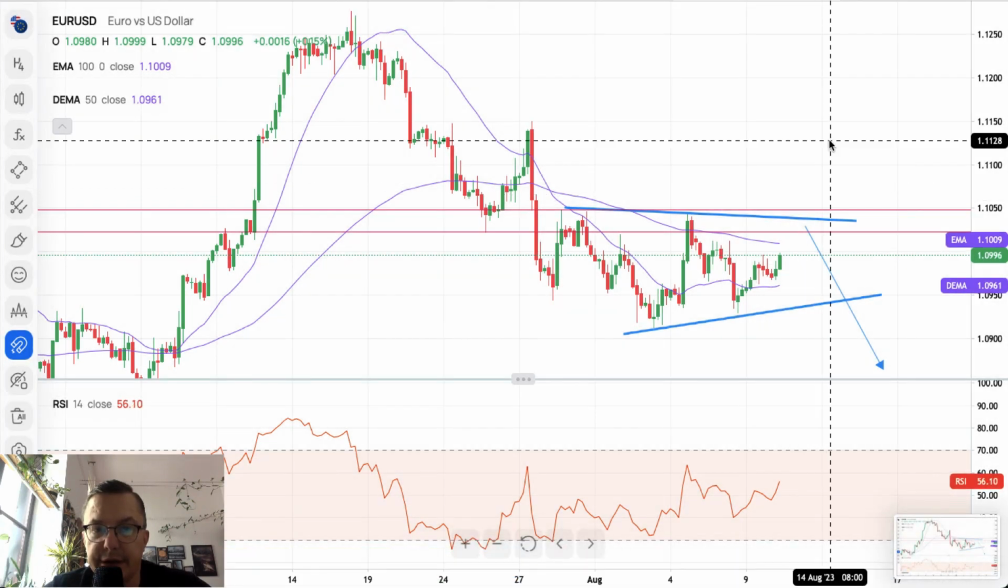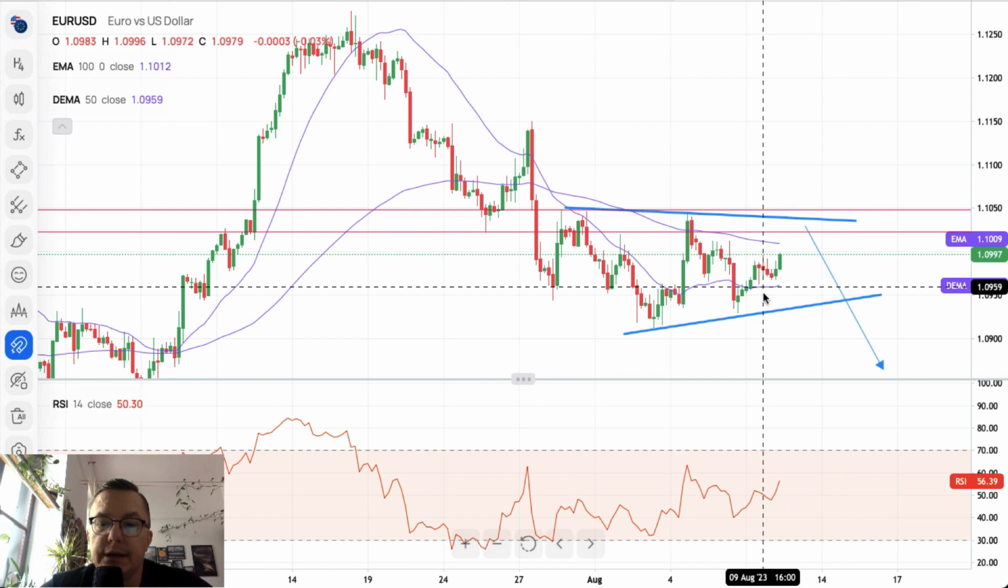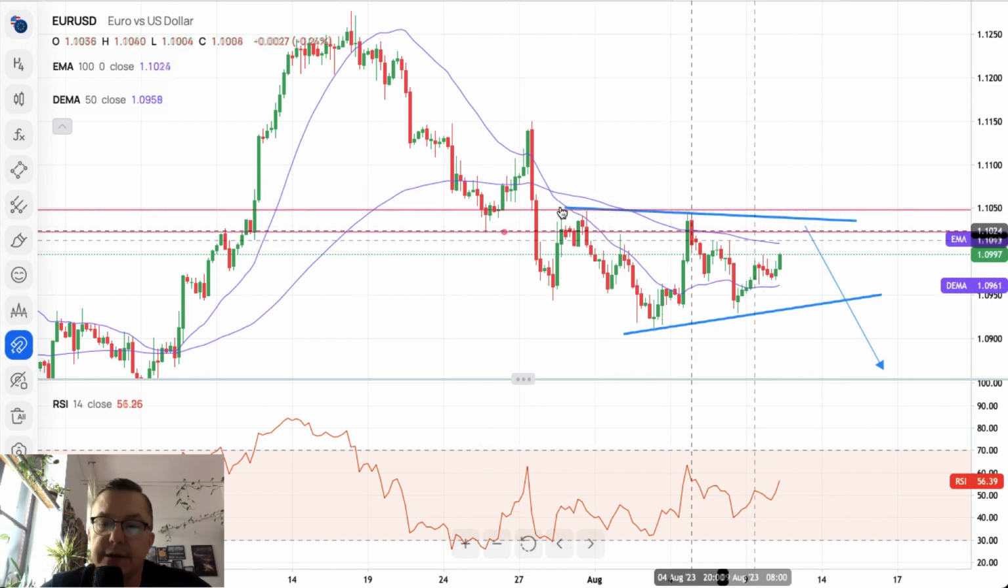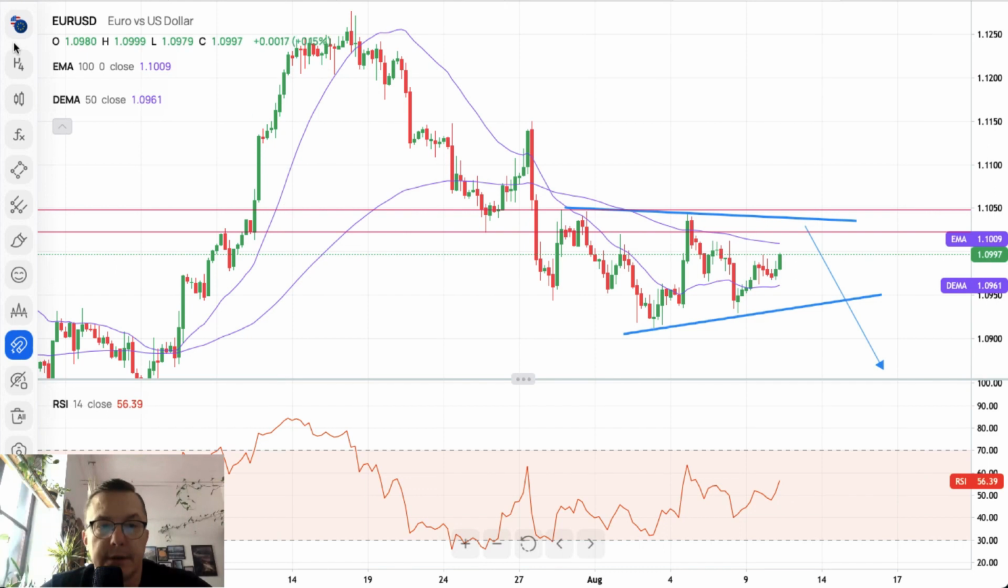However, any data, especially fundamental data, that are not in line with the general consensus and the market participants' expectations might trigger a strong move, preferably of course to the downside. But if there is a breakout above 1.1048, this triangle pattern gets invalidated. So please keep an eye on the current developments on the euro dollar.